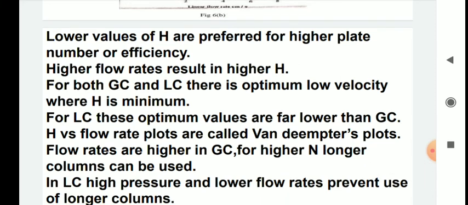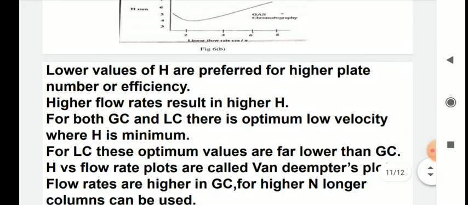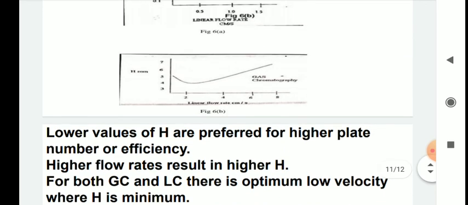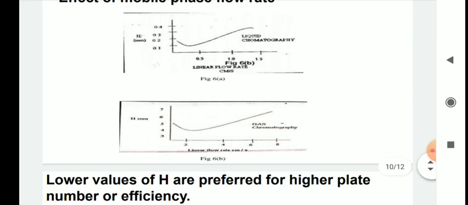The H versus flow rate plots, these above plots, are called the Van Deemter plots. Van Deemter gave us an equation which we'll see in the next video. These Van Deemter plots are nothing but the plots of the H value against the mobile phase velocity.